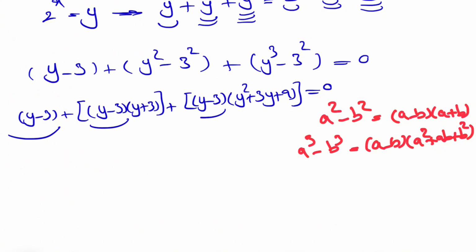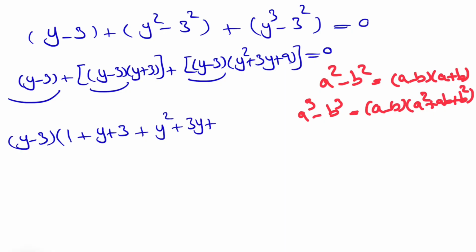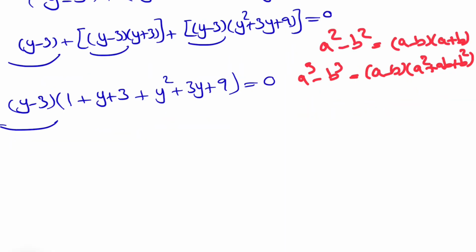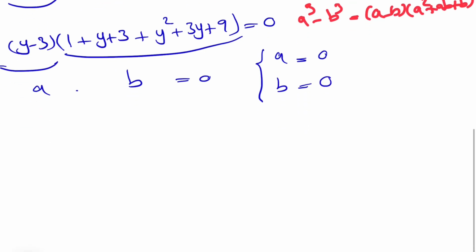Now we can see the common factor, so we factor out y - 3. From the first one we have 1, from the second one we have y + 3, and from the last one we have y^2 + 3y + 9, equals 0. Now we have a times b equals 0, which means a can be 0 and b can be 0 too. So y - 3 = 0, which means y is 3.